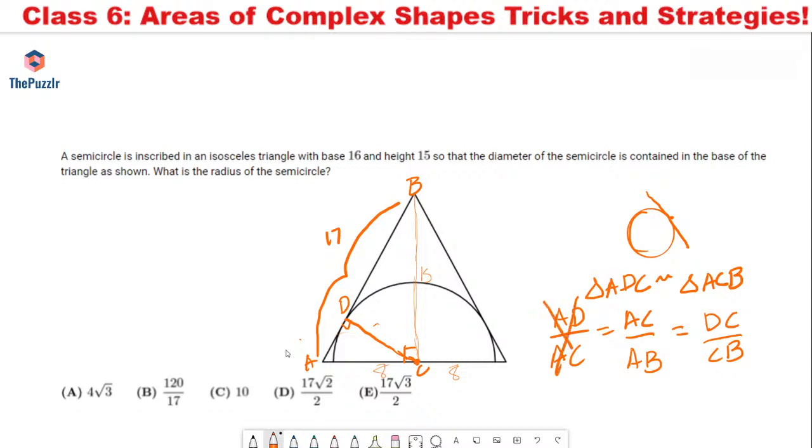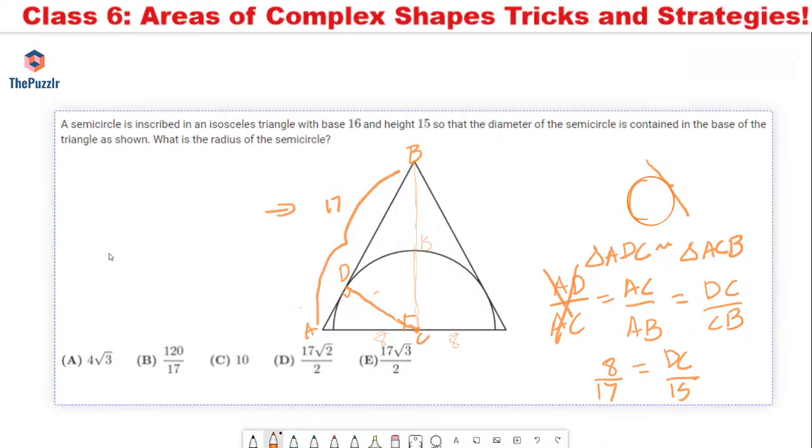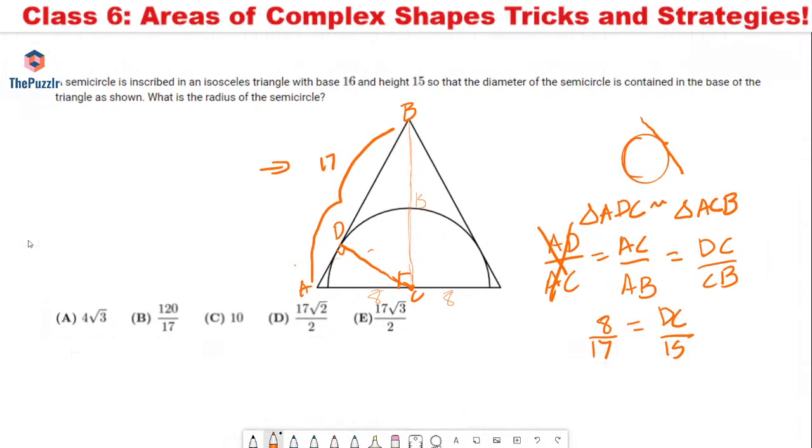AC over AB, well, I know AC. AC is 8. AB, well, I just told you, using the Pythagorean theorem, we found it's 17. What about DC? We don't know DC, that's what we're trying to find. CB, oh well, CB is 15. And now we can multiply both sides by 15. And what do we get? We get 15 times 8, which is 30 times 4, or 60 times 2. And that gives us 120 over 17 is equal to DC.